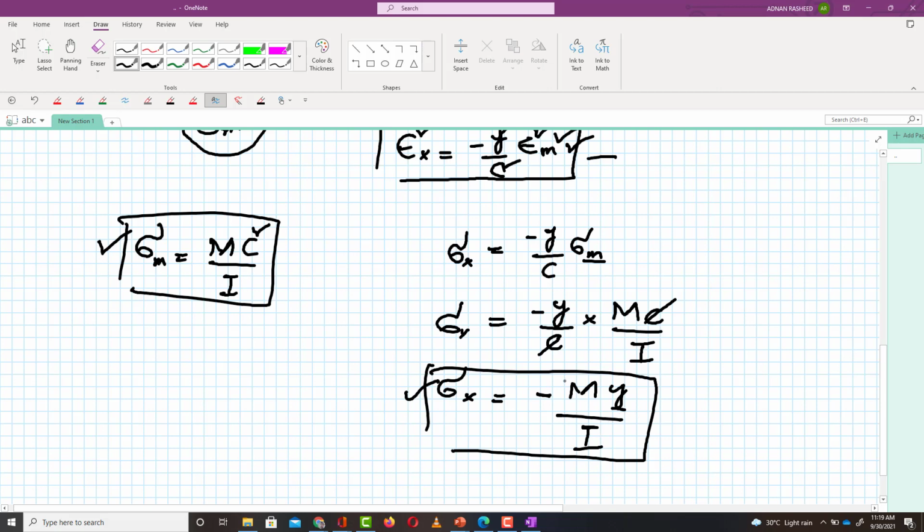So it is the same equation, but the difference is that this is for maximum stress and this is for the stress at any point from the neutral axis, either above or below. I think it's clear.